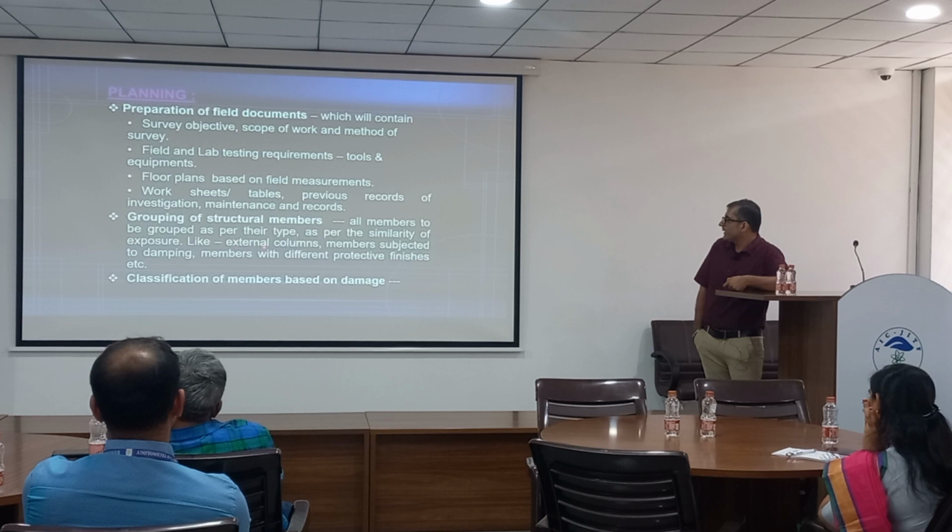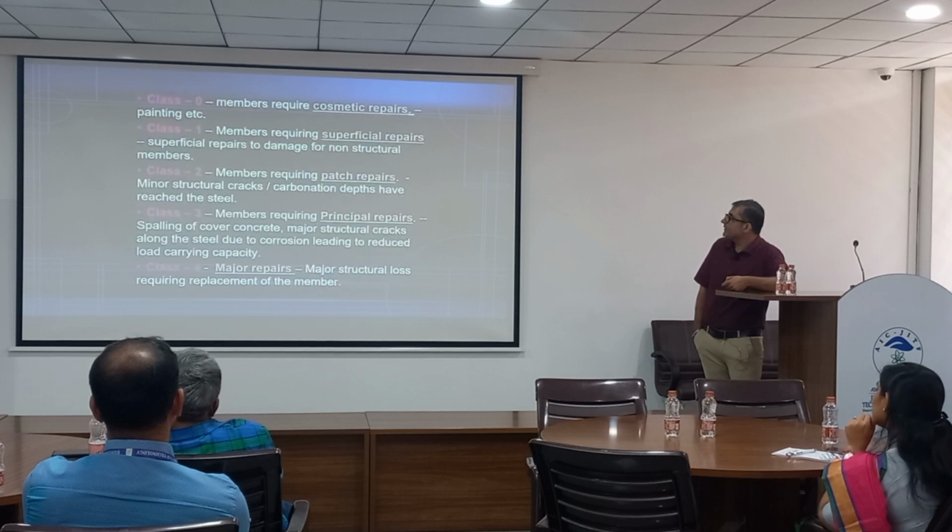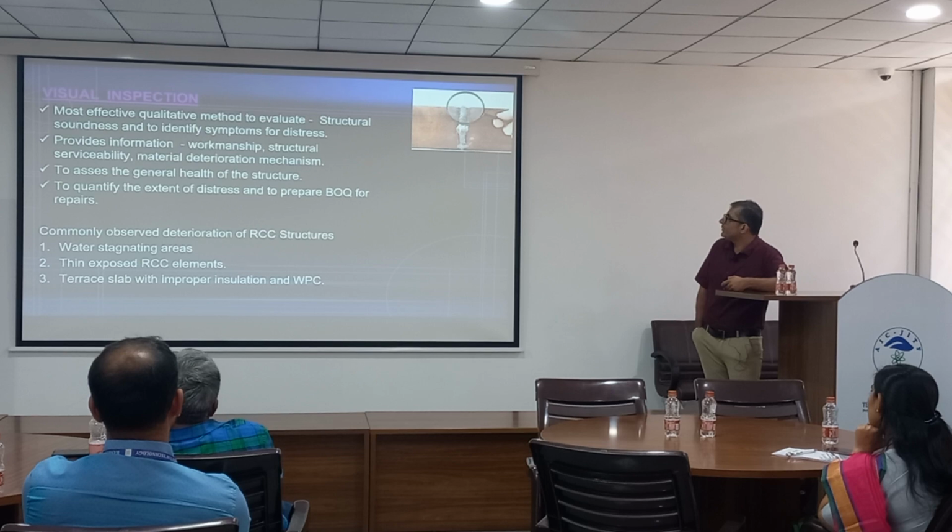They group it into external columns, members which are subjected to dampness, and members with different protective finishes. Based on damage, they can classify it into five types: class 0, class 1, class 2, class 3, class 4. Class 0 is nothing but cosmetic repairs. Class 4 is nothing but major repairs. Because of time constraint, I am not going into detail here.